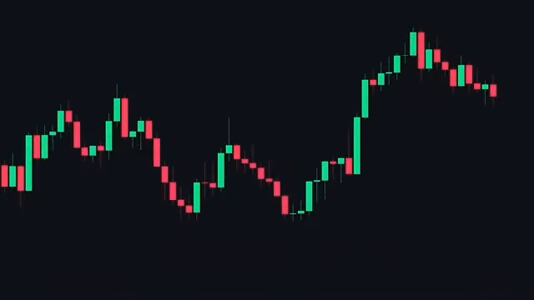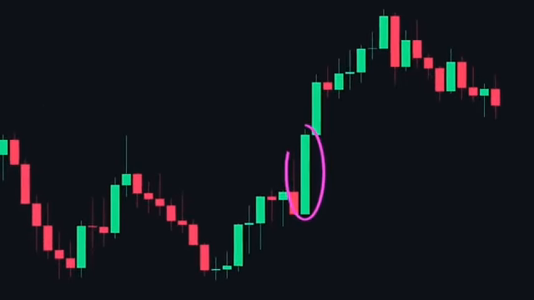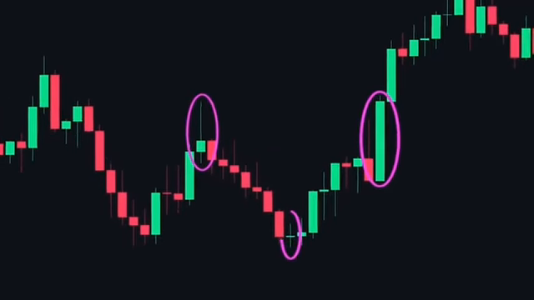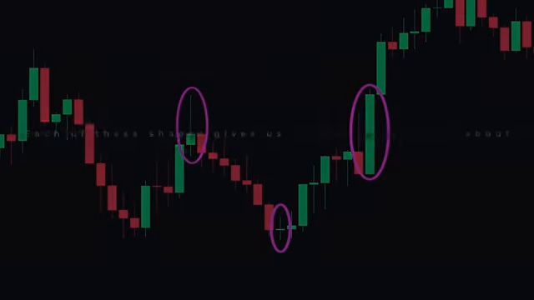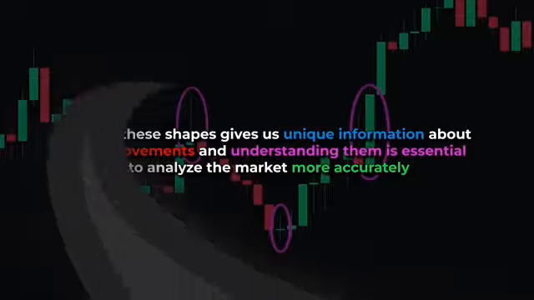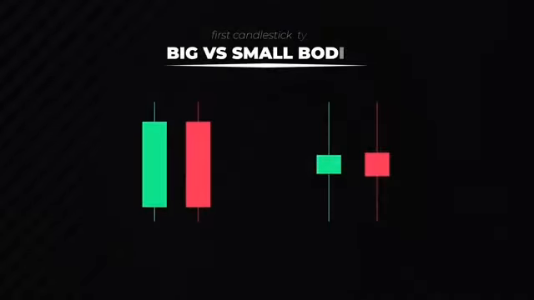When we look at a chart, we'll notice that candlesticks come in various shapes. Some have larger bodies, others have longer wicks on one side, and some have small bodies with short wicks. Each of these shapes gives us unique information about price movements, and understanding them is essential for price action traders to analyze the market more accurately. The first type is candles with big versus small bodies.